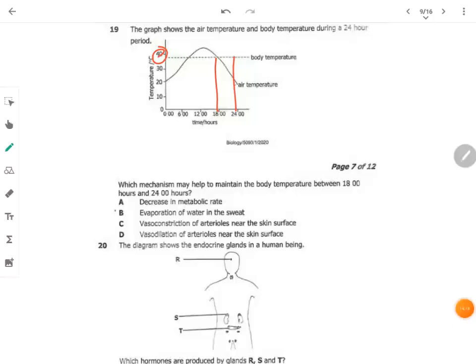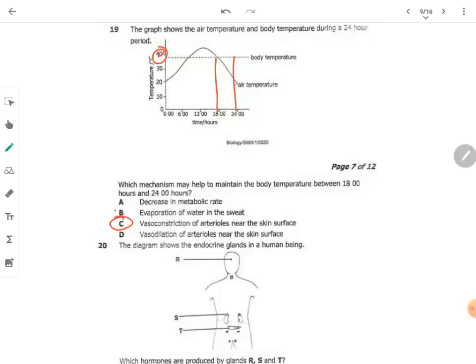So, to maintain this temperature at 40, we need to prevent the heat loss. And that can only happen when the arterioles near the skin have reduced in size. They have vasoconstricted. That's why we are going for C, sorry.